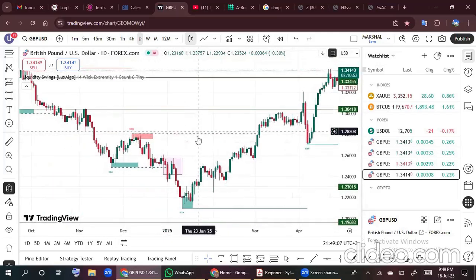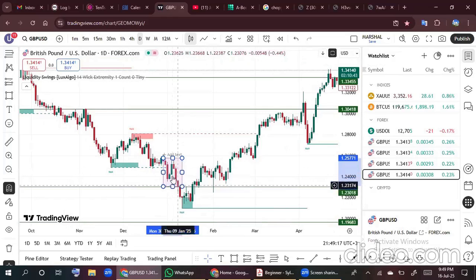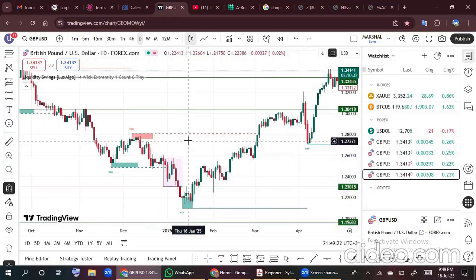So you see, that week represents these two green candles, because the buyers tried to take the market up, but the sellers brought it back down. So that is how wicks are formed.